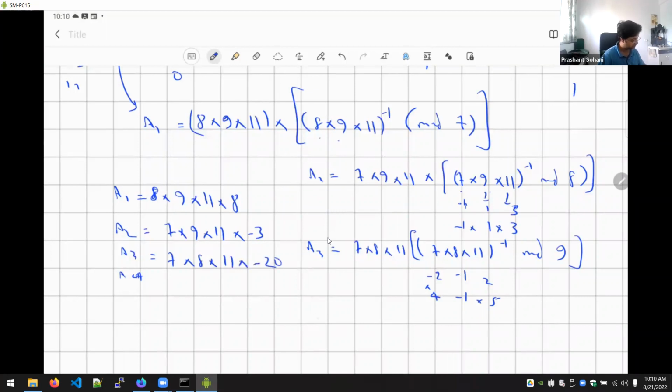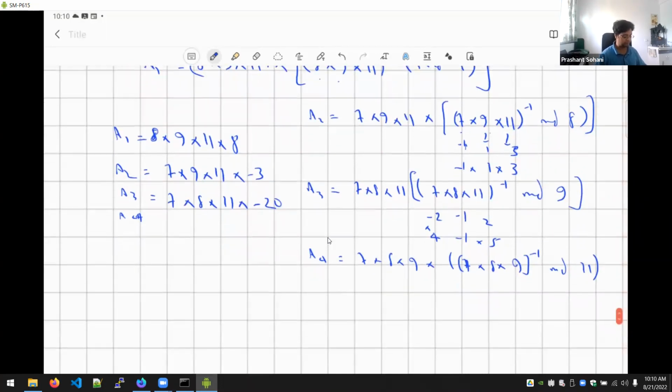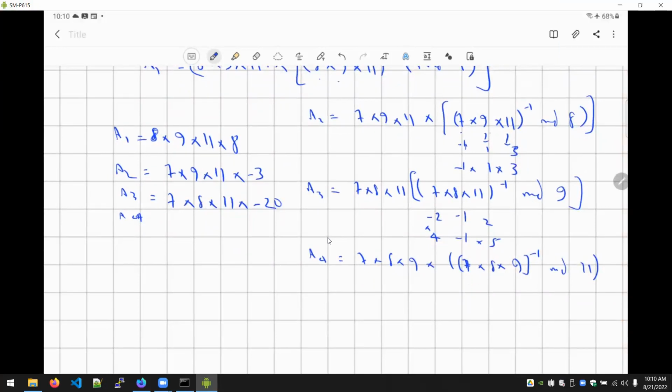And finally A4. So A4 is 7 into 8 into 9 into their multiplicative inverse. What is 11? I mean, this problem is definitely in the territory where you cannot do trial and error. 7 into 8 into 9 into 11 is such a big number that you cannot keep trying values.